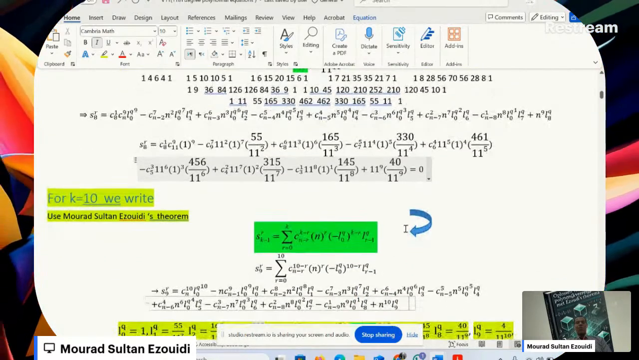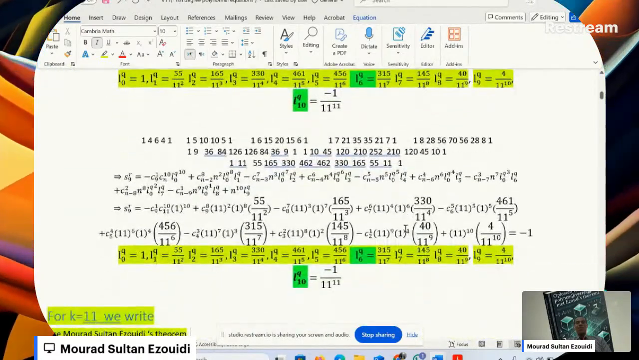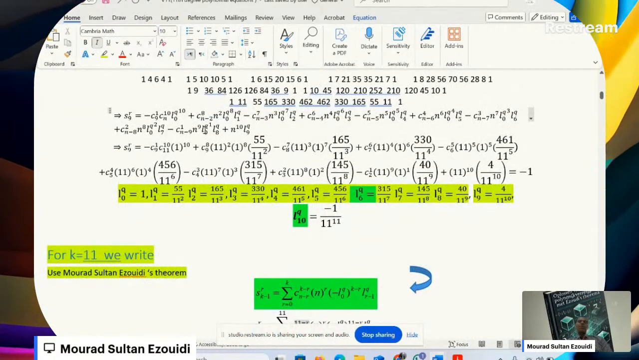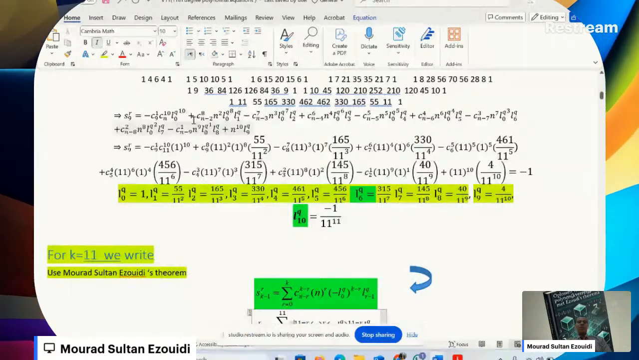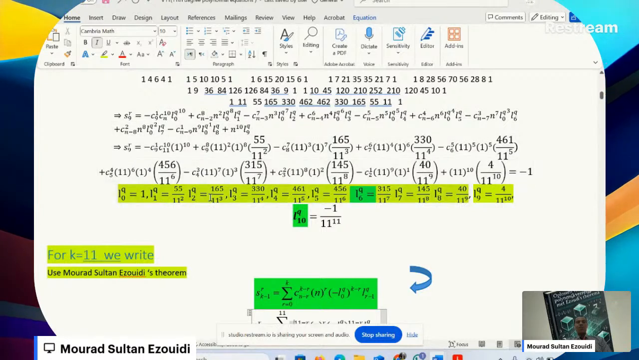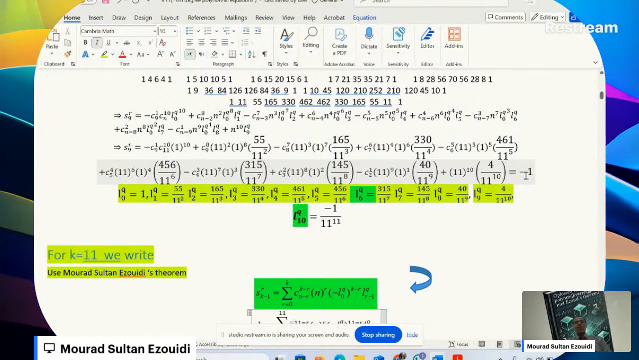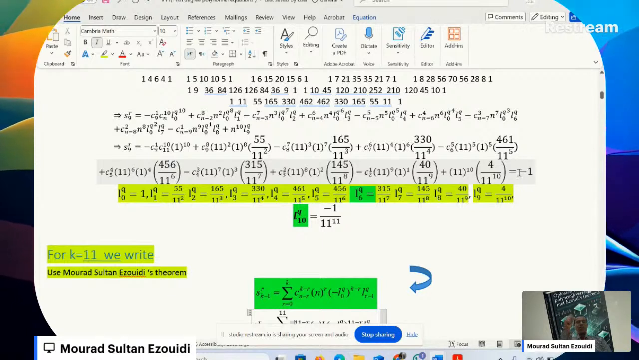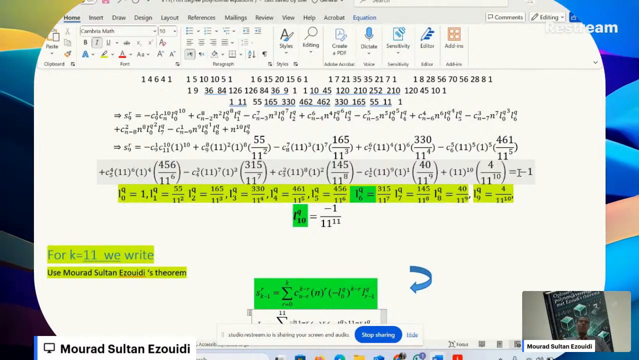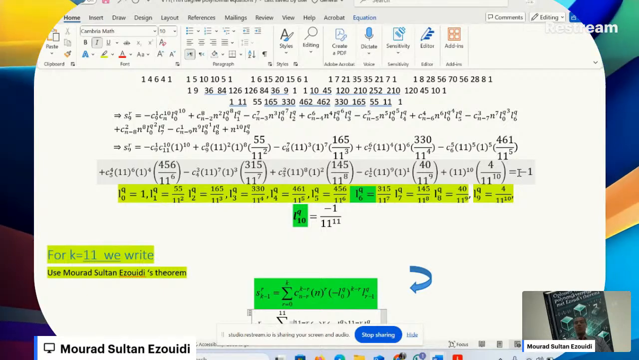Or in other words, use Mourad Ezouidi's figure. You can see that this is S9, written in terms of the coefficients of the original aggregate equation and the binomial coefficient, and the highest power m, which is 11. So this one is 9. Just make your own calculation. You'll find that the value of S9 is going to be equal to minus 1. Put here S4 is minus 1, S9 is minus 1. And the other coefficients of this new aggregate equation are all equal to 0.